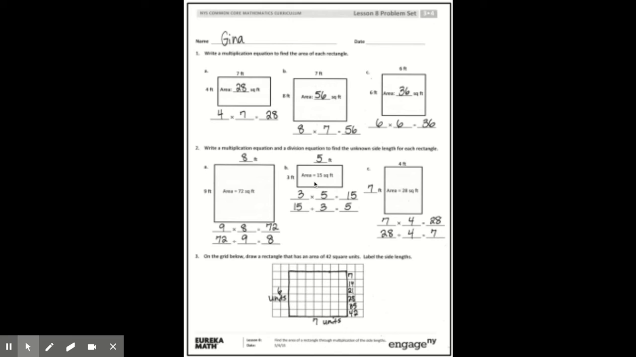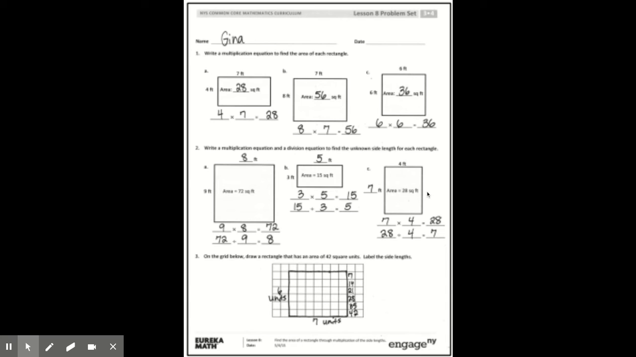We go to B, we know that the area is 15 square feet, and we know that one side is 3, so we need to find right here, 3 times what equals 15. And of course, this one's done, but your answer will be 5. So 3 times 5 equals 15 square feet, and then to make it a division problem to check your work, the product of your multiplication fact, that's your answer, will go to the front of the division. So 15 divided by 3 equals 5. Remember, same 3 numbers that I'm using for my fact family.